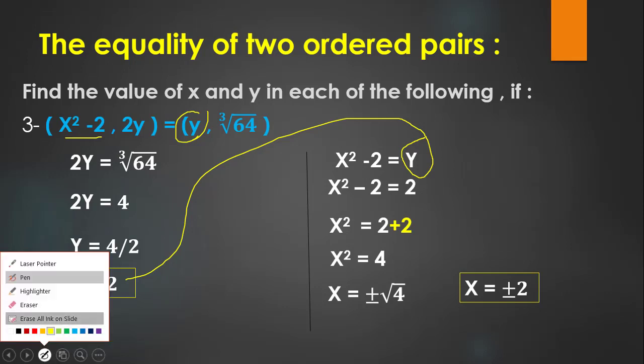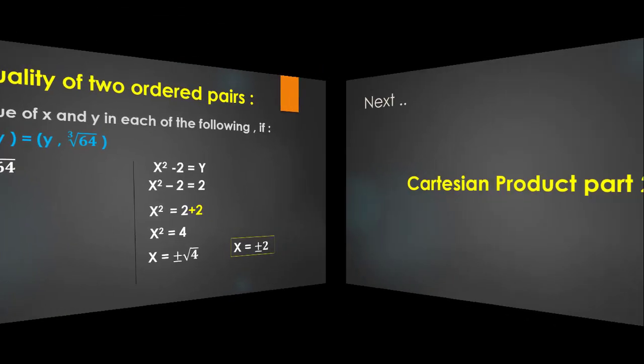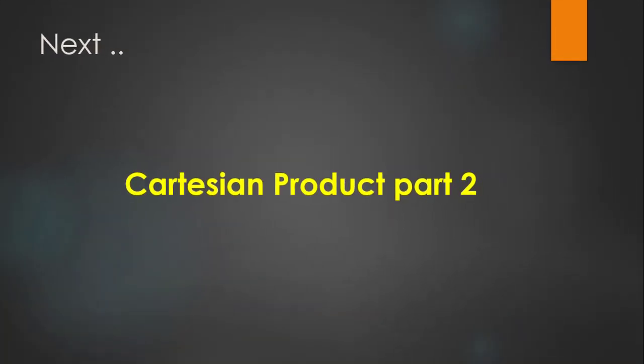Okay, so today we studied the ordered pairs, and we said that two ordered pairs are equal if the first projection in the first one equals the first projection in the second one, and the second projection in the first equals the second projection of the second ordered pair. Okay, that's all about our session today. Next session we will study part 2 in Cartesian product. I hope you have understood our session today.